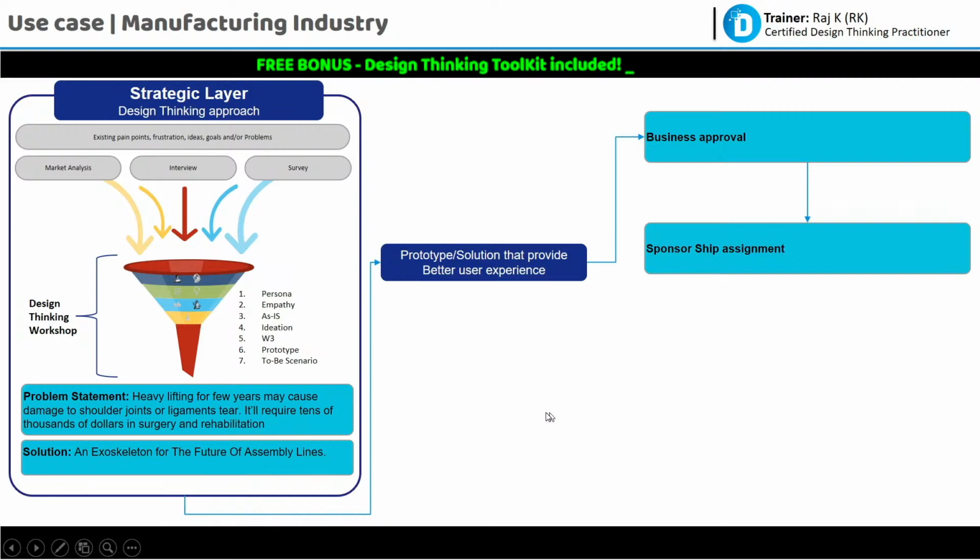Creating this exoskeleton, you may have to get another vendor, talk to them, and all those things. A lot of things happen to make sure we create this kind of exoskeleton and give it to all your employees in the manufacturing industry. So the sponsorship assignment will be done.